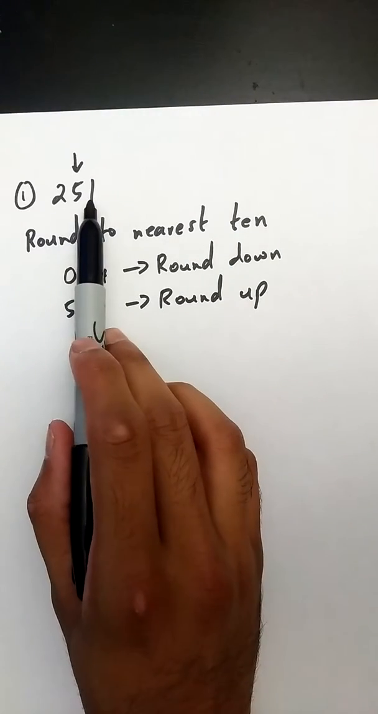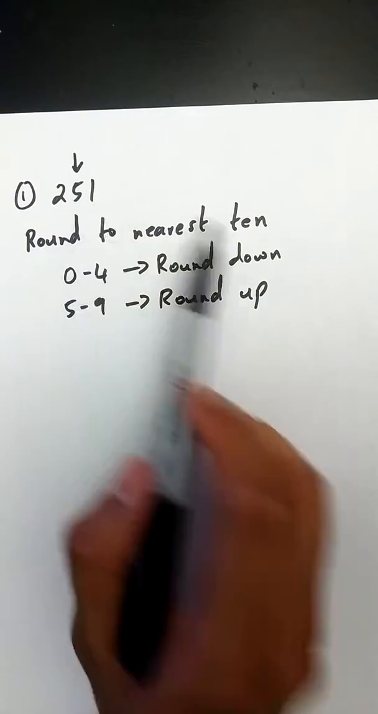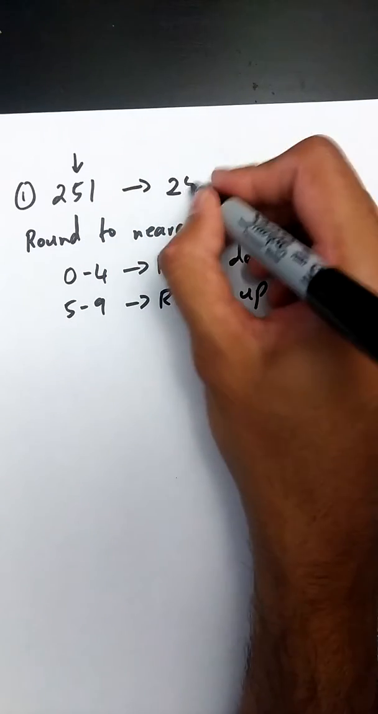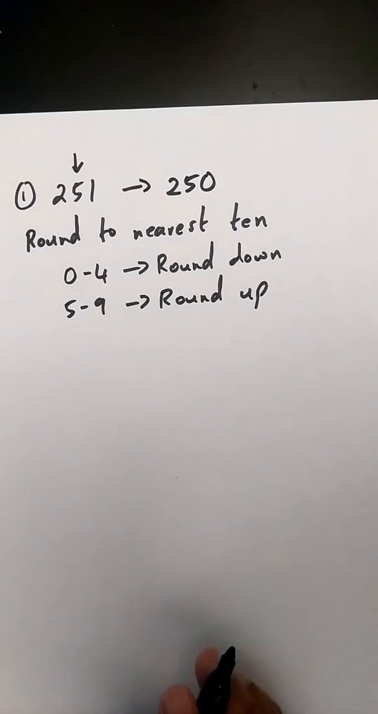In this case, my next number is between 0 to 4, so I'm going to round down. If you ever round a number down, this number stays the same. So this would just round to 250.